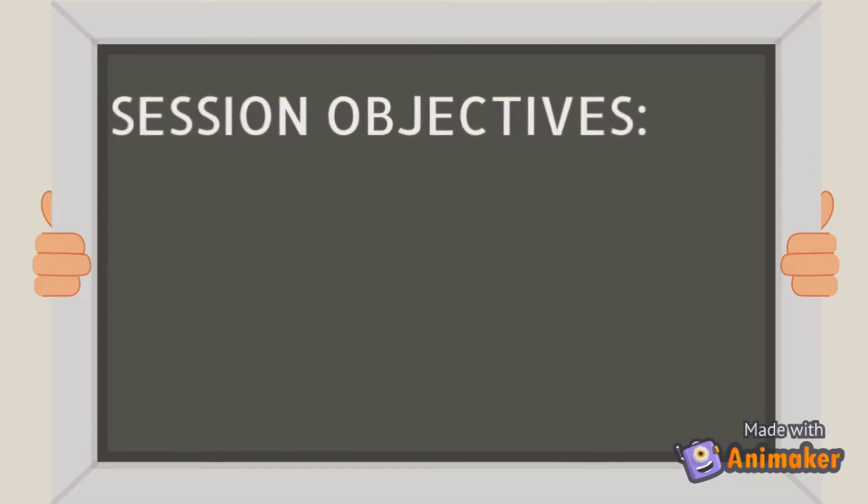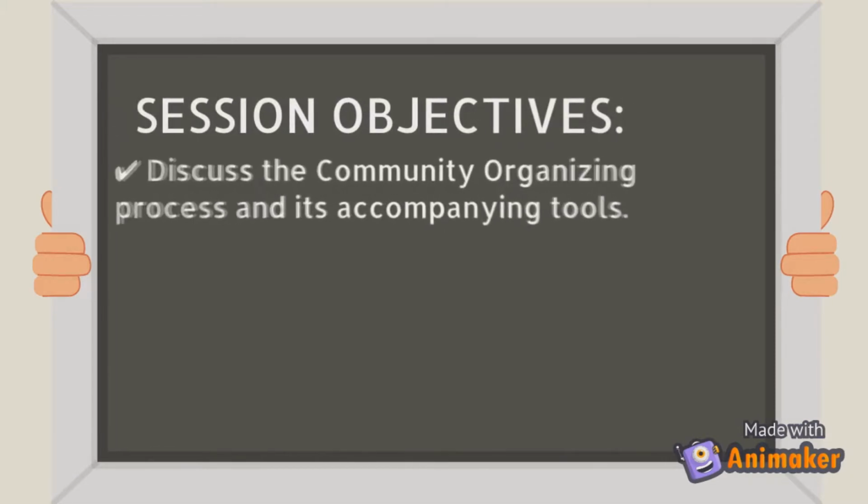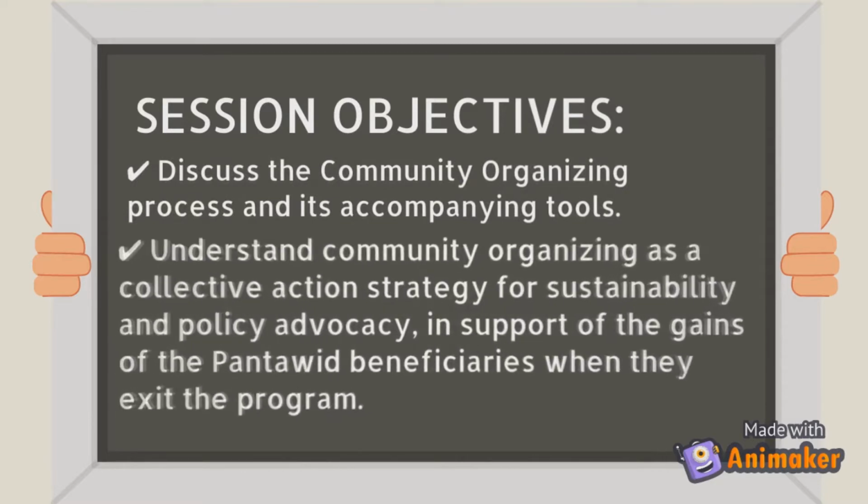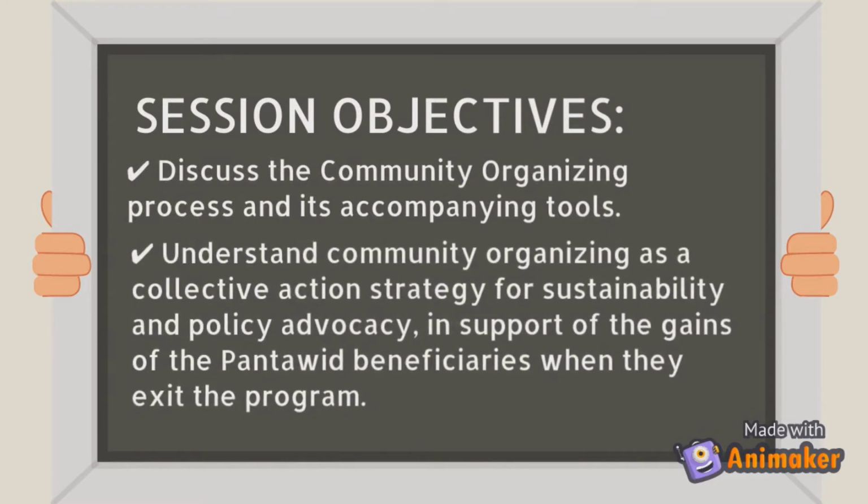To start, here are the objectives. Discuss the community organizing process and its accompanying tools. Understand community organizing as a collective action strategy for sustainability and policy advocacy in support of the gains of Pantawid beneficiaries when they exit the program.